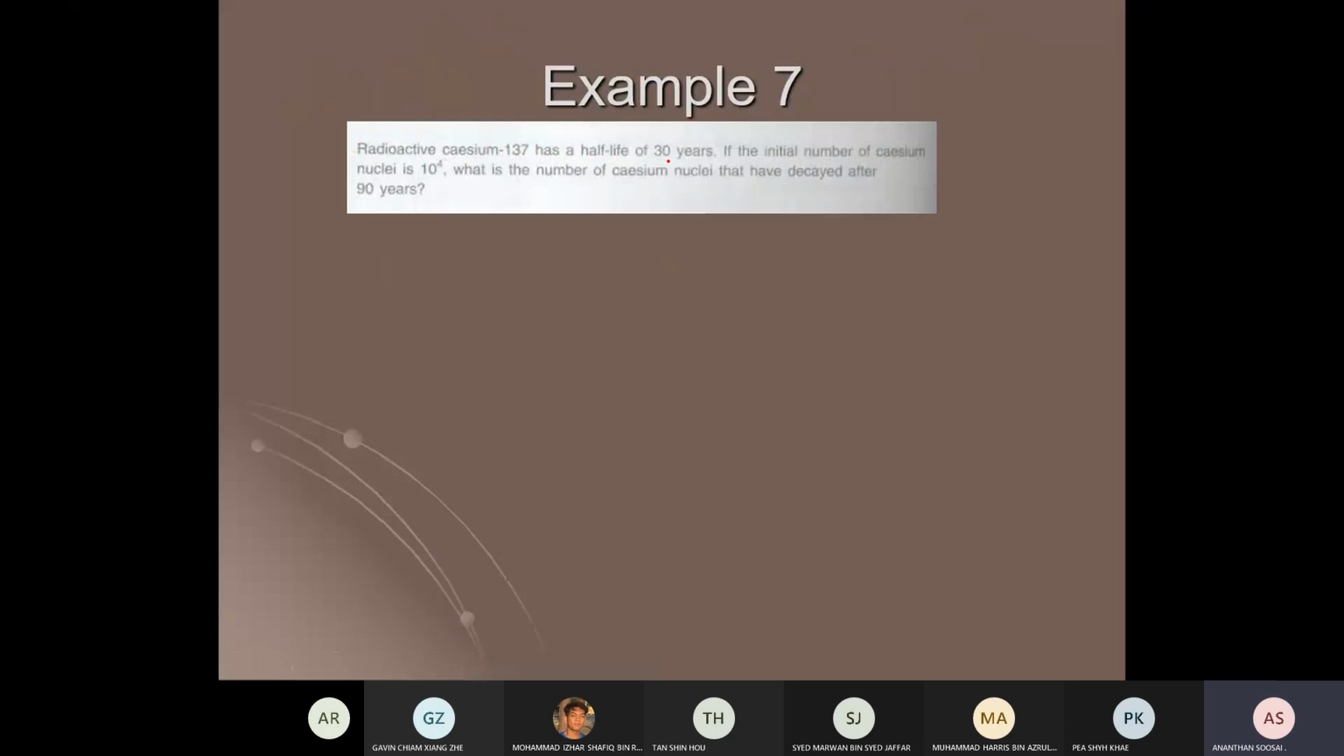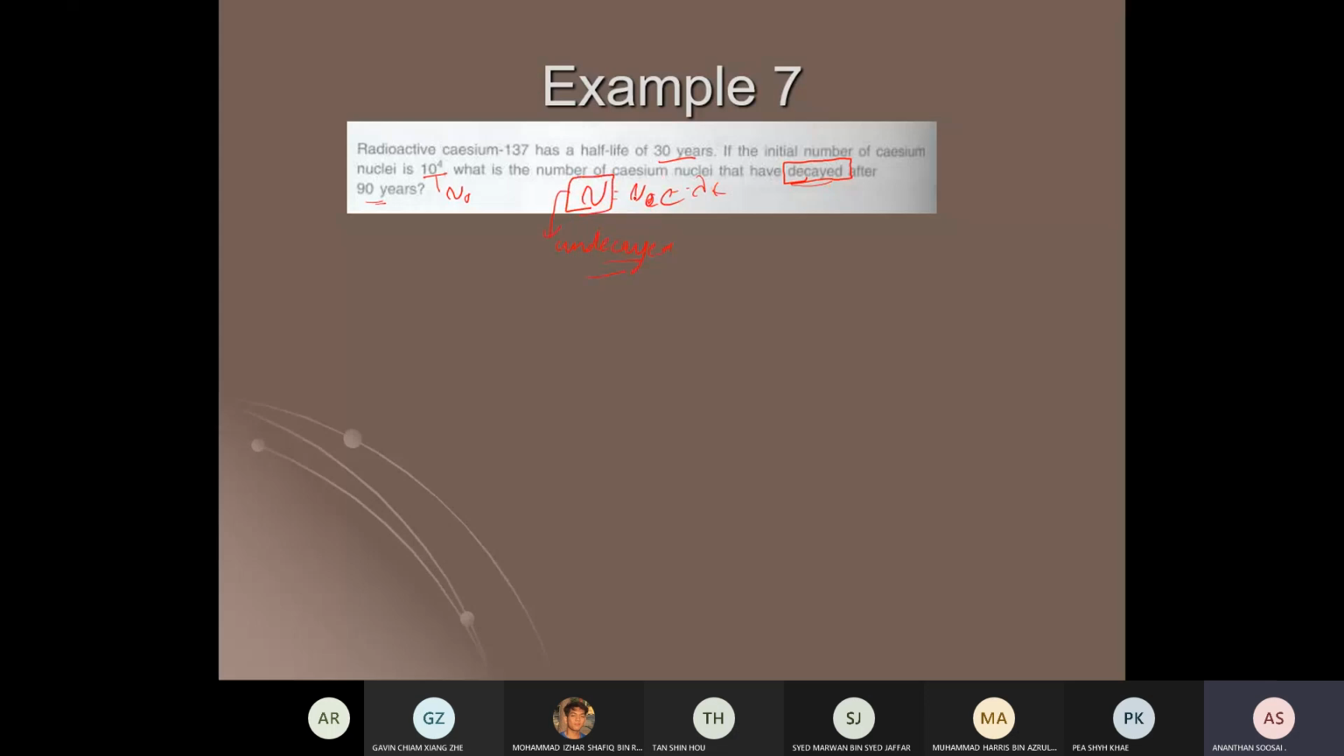The radioactive cesium has a half-life. The half-life is given as 30 years, so we can find lambda. If the initial number of cesium is this much, or this is your N naught, what is the number of cesium nuclei that decayed? This also you have to be careful. It is asking for the one already decayed after 90 years. But the formula, if you use the second formula, N equals N naught e to the negative lambda t, the N is what? Decayed or undecayed? The N is undecayed. Remember, the N is undecayed.